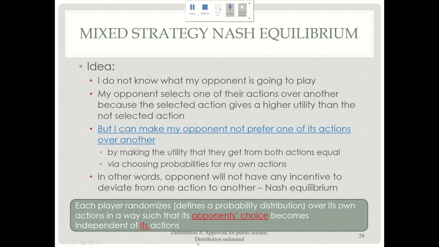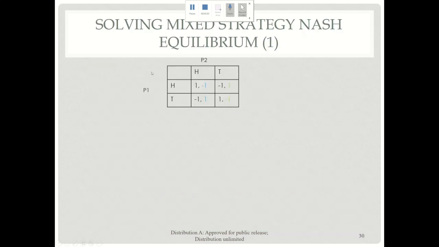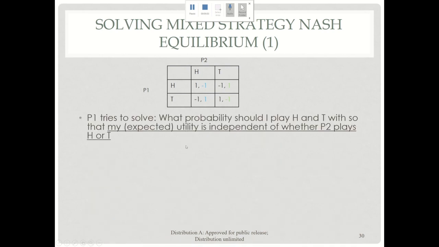So the crux of the matter is that in order to determine a mixed strategy Nash equilibrium, each player randomizes or defines a probability distribution over its own actions in a way such that its opponent's choice becomes independent of their actions. Okay. Let us now see with an example of the matching pennies game, how we can calculate the mixed strategy Nash equilibrium. So this is once again the payoff matrix of the matching pennies game.